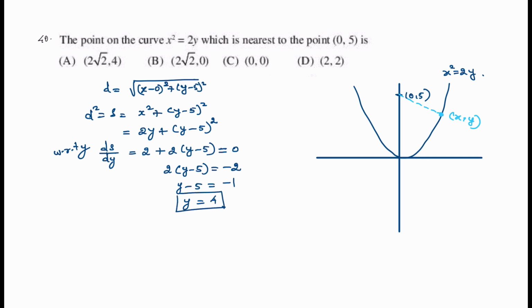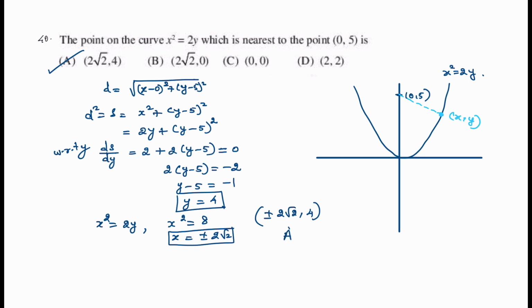Let us calculate the x coordinate by substituting it in the curve equation. The curve equation is x square equal to 2y. X square is 2 times 4, 8. X is plus or minus 2 root 2. So the points are plus or minus 2 root 2, 4. But out of the given options, A is the correct option. One of the answers is given. We have two answers here. We have another point on this side, x dash, y dash. Actually, y coordinates will be the same for both these points.